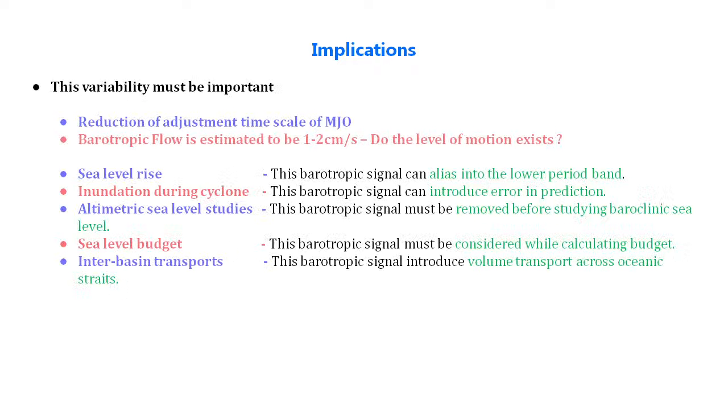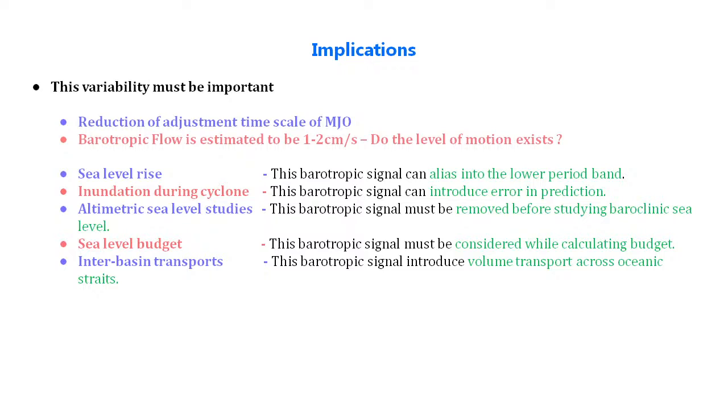So what are the implications? You can find there are a lot of large scale mass redistributions, these kinds of oscillations, happening across the entire Indian Ocean. So what are the implications? The most important one will be the reduction of the adjustment time scale of MJOs.